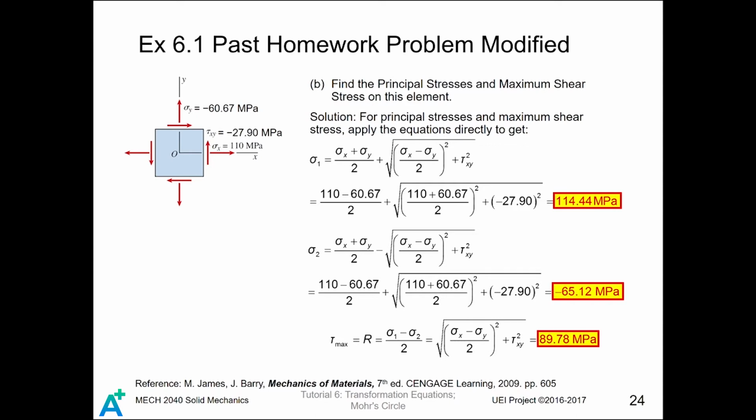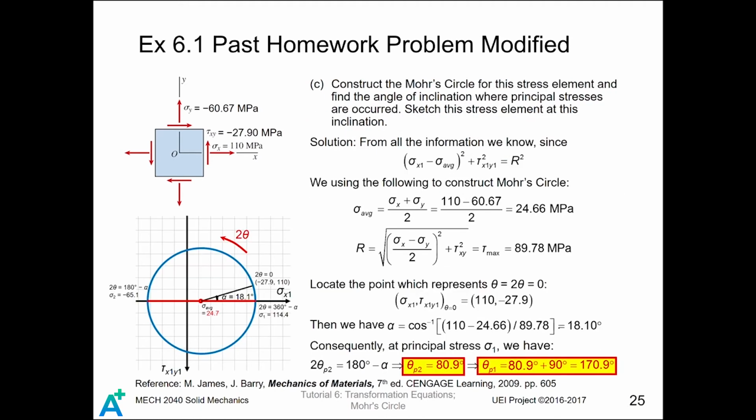At the same time, you can also find the maximum shear stress, which is given by R, but you know R is just the difference between the principal stresses divided by 2. Then the maximum shear stress is 89.78 MPa. Next, by using the results in the previous slides, you are going to construct the Mohr circle for the stress element, as well as find the angle of inclination where the principal stresses occur. You're also going to sketch the stress element at this inclination.